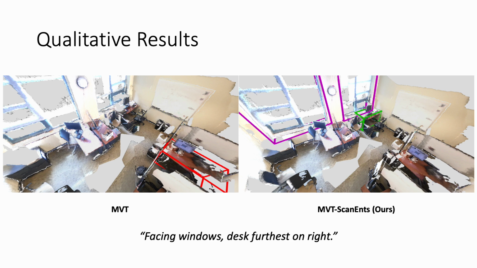Our proposed model MVT ScanEnts correctly predicts the target object shown in the green box, while the original MVT model fails to predict the target object, where the wrong prediction is in the red box. Neural listeners trained with the ScanEnts3D dataset and with our losses have the ability to simultaneously predict the anchor objects, and the predictions of the anchor objects are shown in purple.